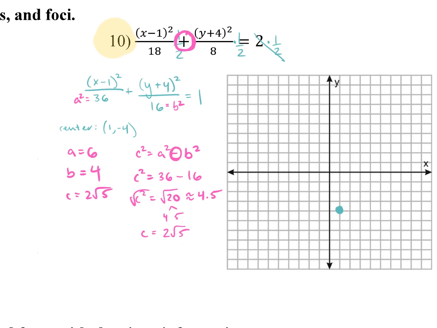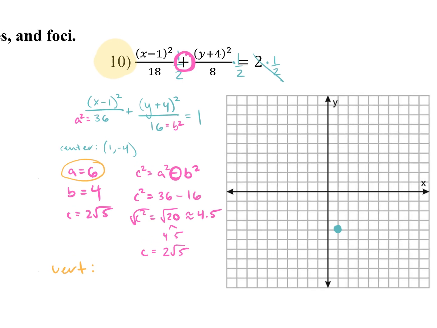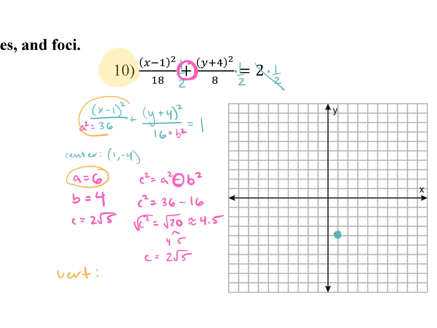So let's find our vertices next. So our vertices, for our major axis, we're going to use A. Since A came from under the X, that means that we go left and right 6. So we're going to go to the left 6 and to the right 6.